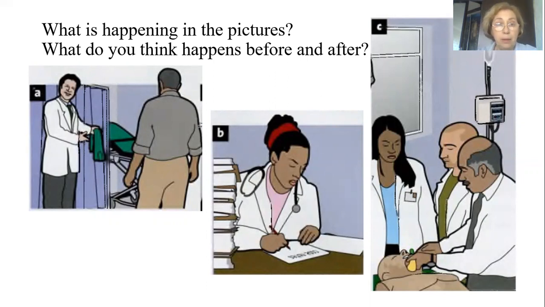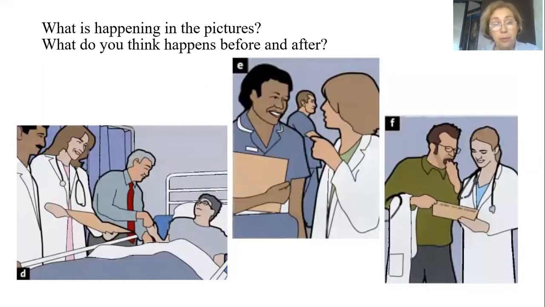Okay, and so on the next slide there are 3 more pictures. The questions are the same. What is happening in the pictures, and what happens before and after this situation? And let us listen to Ayham.